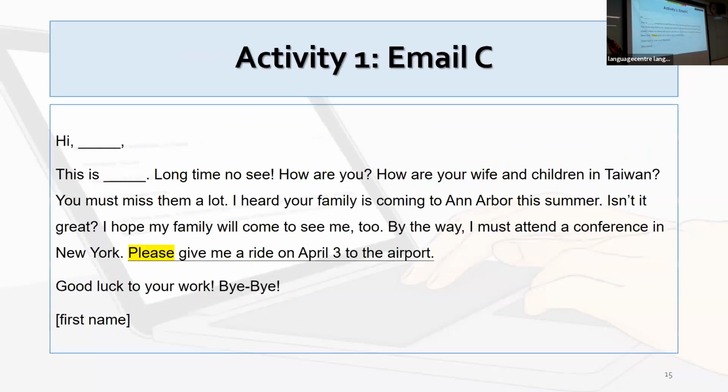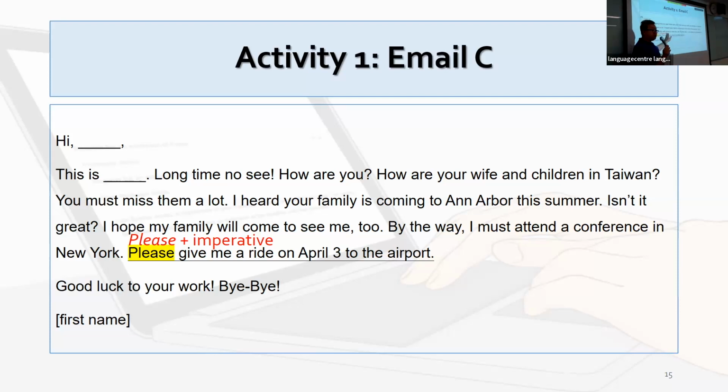So let's just move on to the third email. This is not very polite, but at the same time not very impolite. I would like to draw your attention to the sentence structure, please. "Please give me a ride on April the 3rd to the airport." The whole clause is actually an imperative clause prefaced by the word "please."